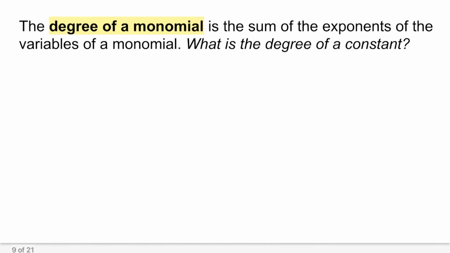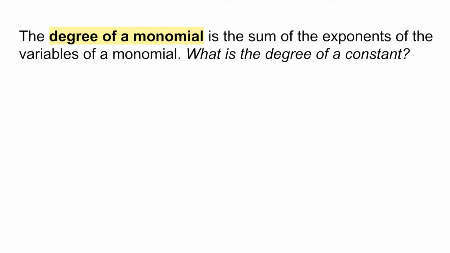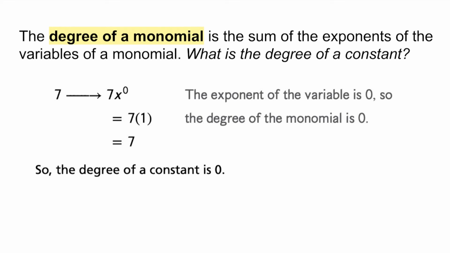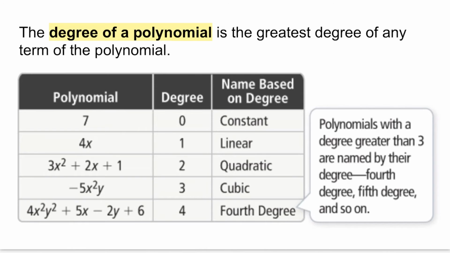What about a constant? What would the degree be for a constant? Well, a constant has no variable. It's just the number, like just the number 7. However, any value can be raised to the power of 0 and get 1. So you could multiply the constant by x or any other variable to the power of 0 without changing the value of the constant. So the degree of any constant is going to be 0. So we just figured out how to determine the degree of any monomial. The degree of any polynomial is just going to be the greatest degree of any of the terms or any of the monomials within the polynomial.